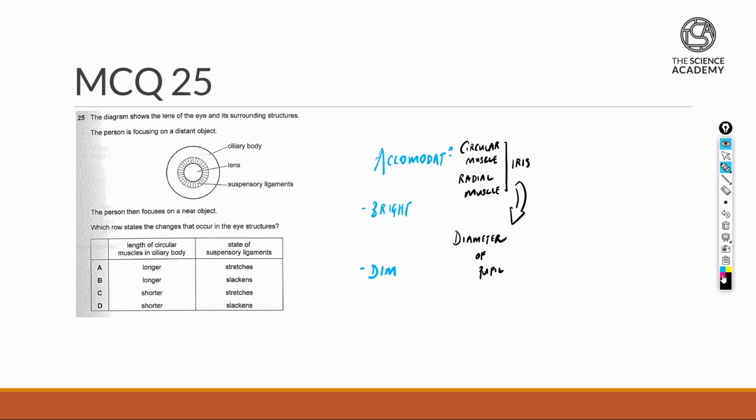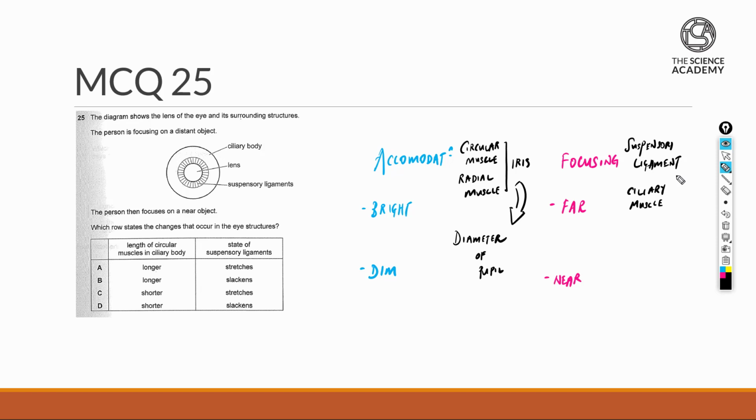Now, on the other hand, here we could also be looking at another form of corrective mechanism known as focusing. Focusing will be for objects that are far and for objects that are near. The structures of the eye that are involved will be the suspensory ligament and the ciliary body, which some might refer to as the ciliary muscles. They are synonymous, they are the same.